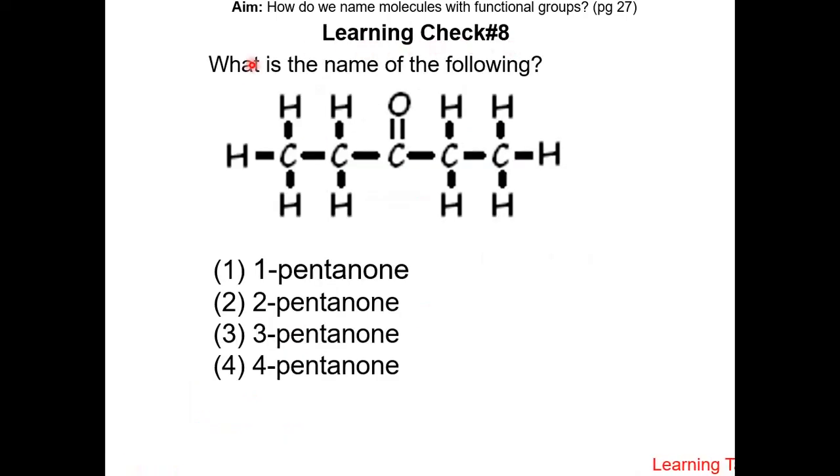Learning check number 8. What is the name of the following? Pause the video. Resume when completed. This compound is a ketone. There are 5 carbons in this parent chain. The C double bond O is on carbon 3. So the name of this ketone is 3-pentanone. Choice 3.